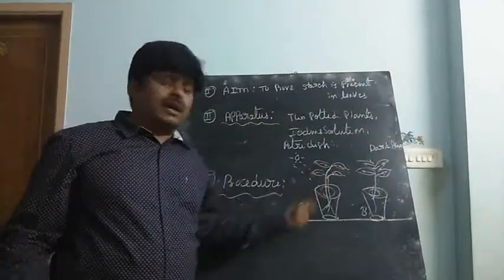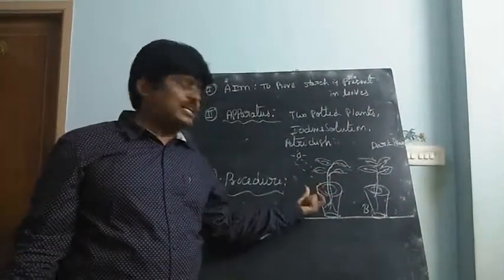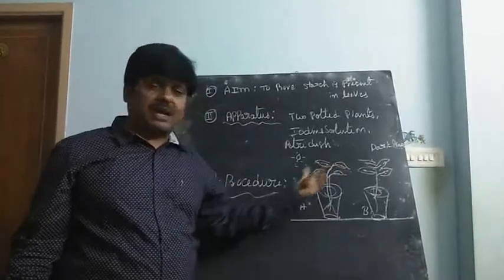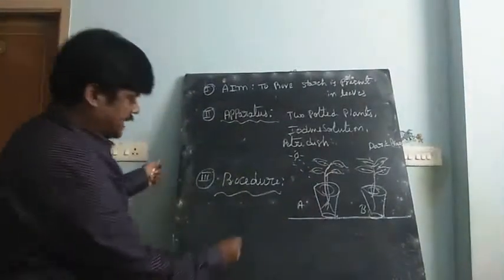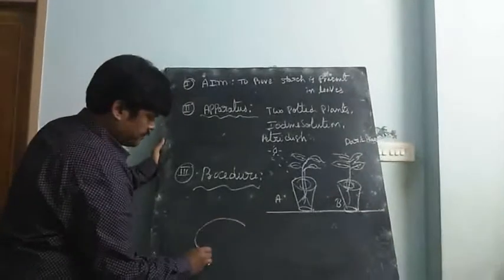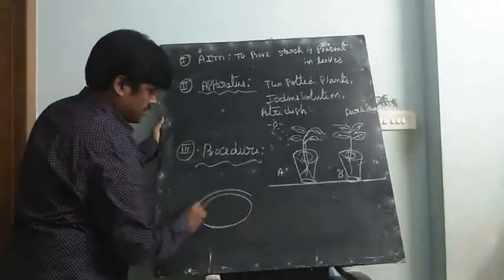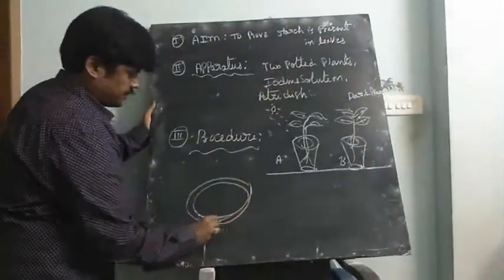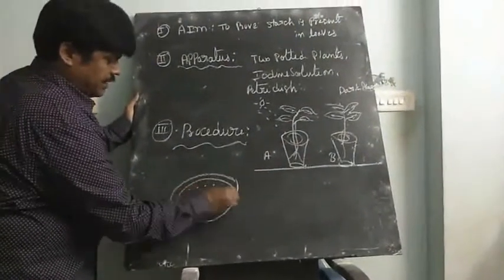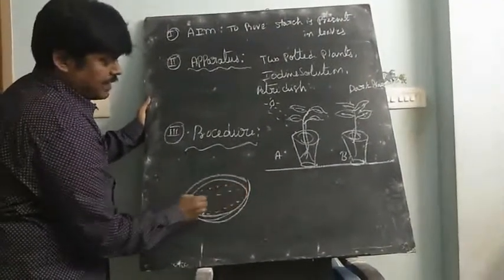Now one leaf is detached from each plant. Then take the petri dish and fill it with the iodine solution.